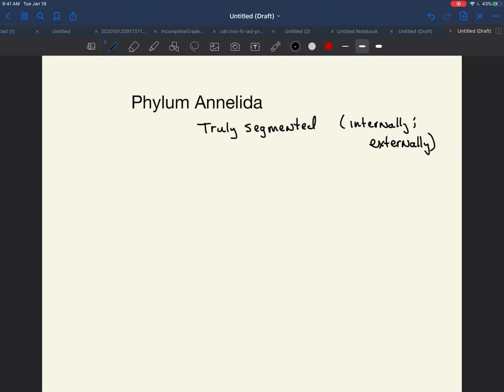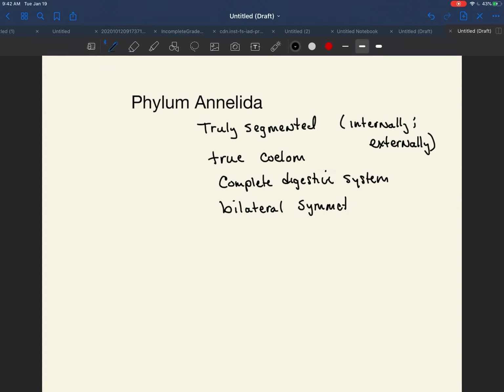They also have a true coelom. So that means they have a body cavity. They also have a complete digestive system. And some people get it kind of confused because they're round, right? But they do have bilateral symmetry when we look at them. And they do have cephalization. Those two things always go together.